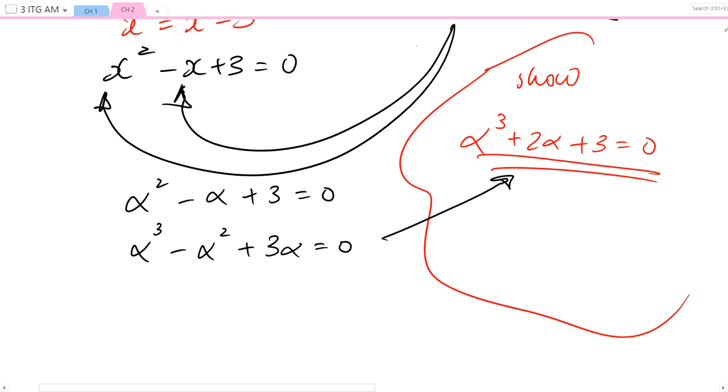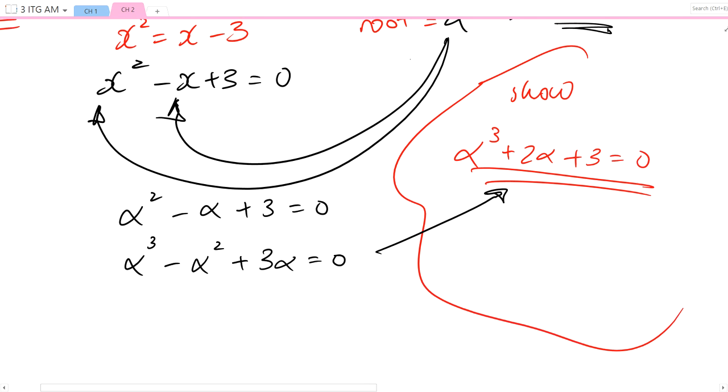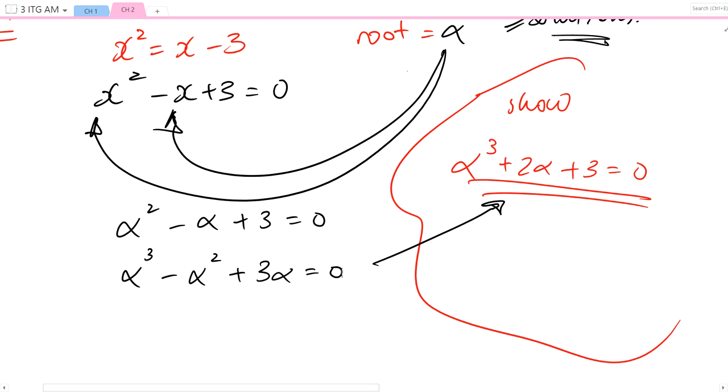I've got alpha cube already. What do I want to get rid of now? Negative. What do you want to get rid of? You want to get rid of this alpha square? You want to get rid of this 3 alpha? Any suggestions how we can do that? Do you know what alpha square is? You know what alpha square is?